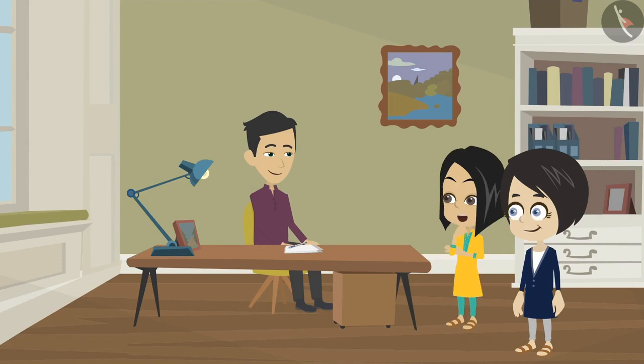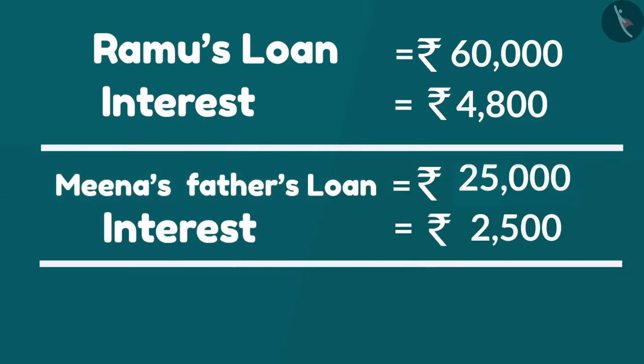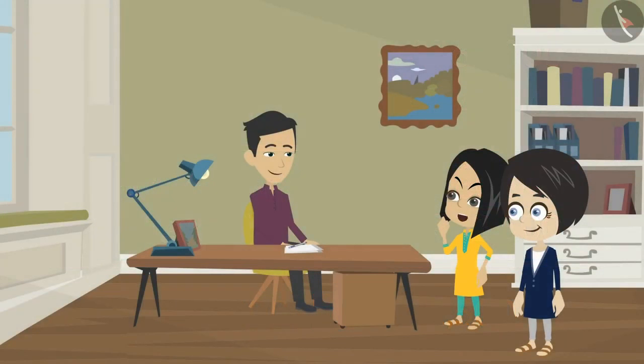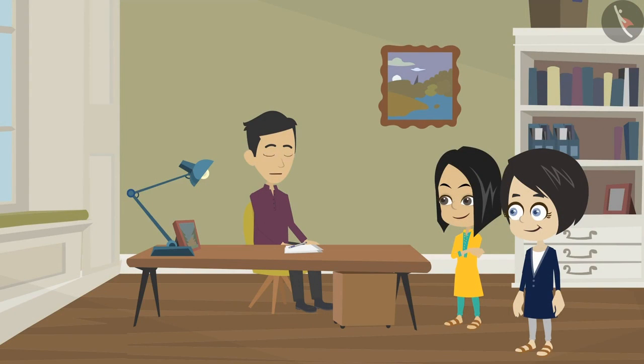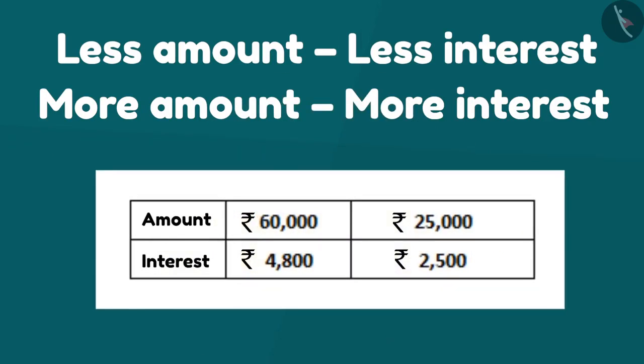But dad, your interest on loan is 4,800 rupees and their interest on loan is 2,500 rupees only. Why do we need to pay more interest? Because interest changes according to the loan amount. The interest depends upon the amount of loan taken from the bank. We need to pay lower interest for a lesser amount and higher interest for more amount.